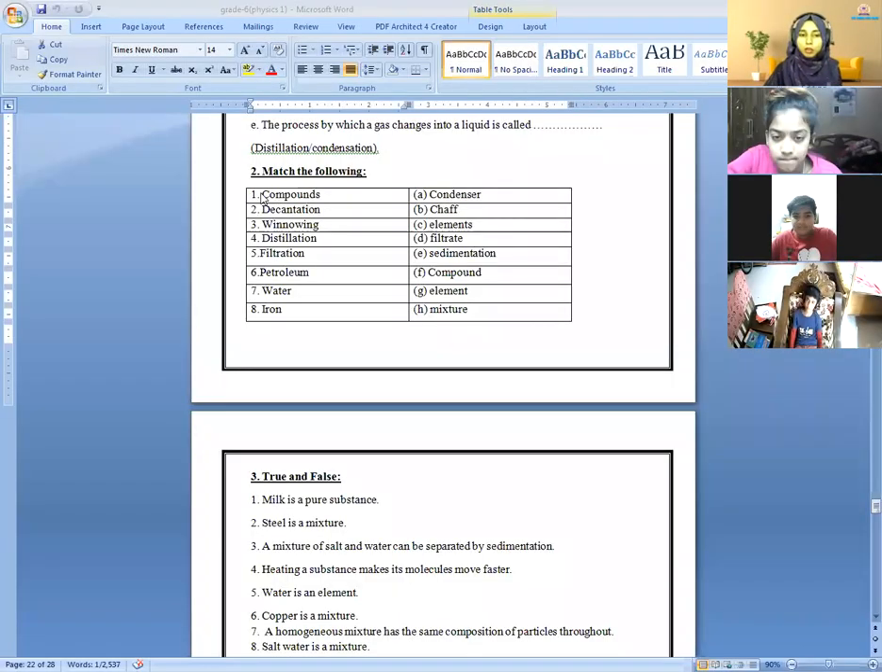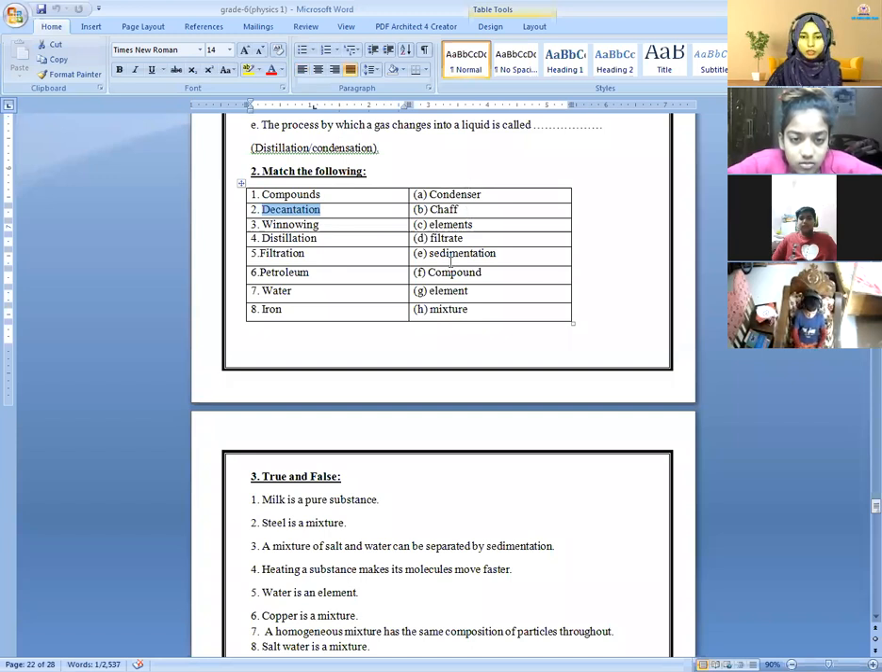So, look at this matching. Compounds are made of elements. Compounds are created by two or more elements, right? Yes, ma'am. Because H2O is the compound of water. So water has two elements, hydrogen and oxygen. Exactly. So compounds will be elements, okay? Then the second one.